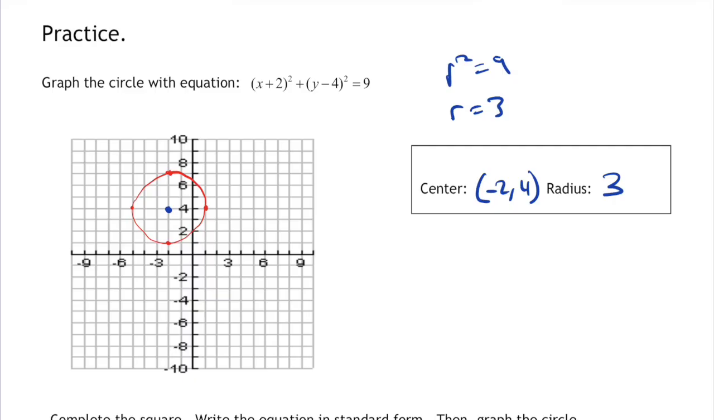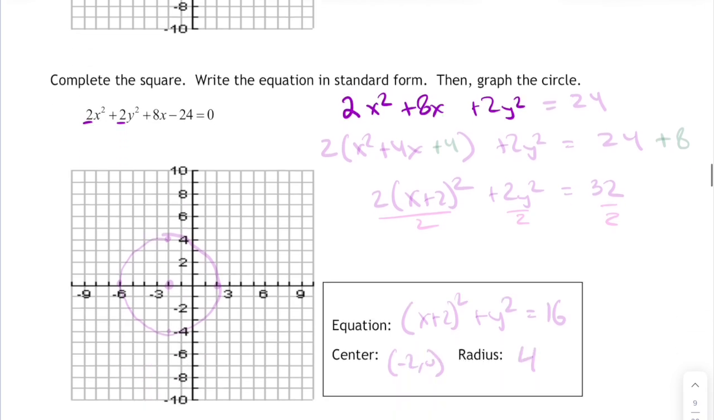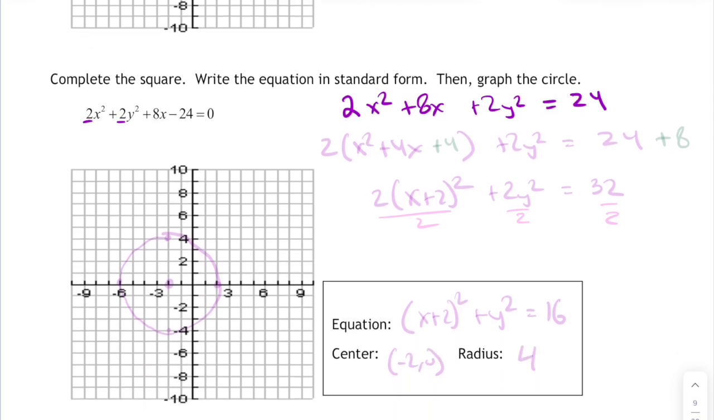The other thing we can do is complete the square to write the equation. What you'll notice here, for it to be a circle, we have the same coefficient for x squared and y squared. So if I group the x's and the y's together, 2x squared plus 8x plus 2y squared equals 24. We'll move the 24 to the other side. Factor out the 2 for the x's.